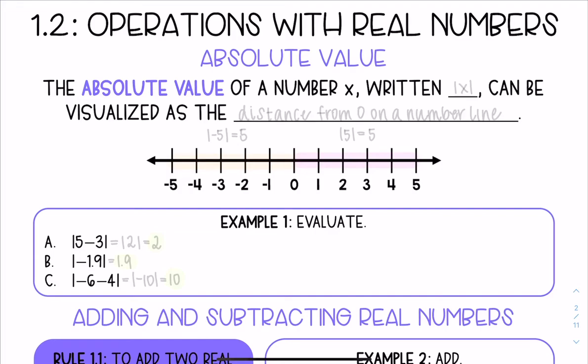In section 1.2, we talk about operations with real numbers. So let's talk about absolute values first. The absolute value of a number x, which can be written with these two bars, can be visualized as the distance from 0 on a number line.